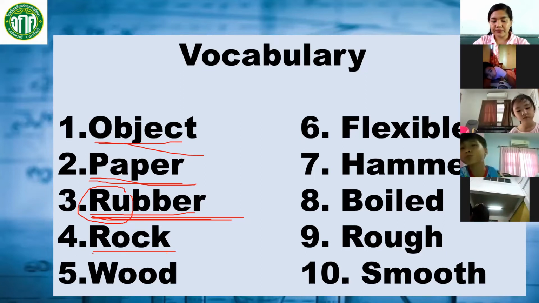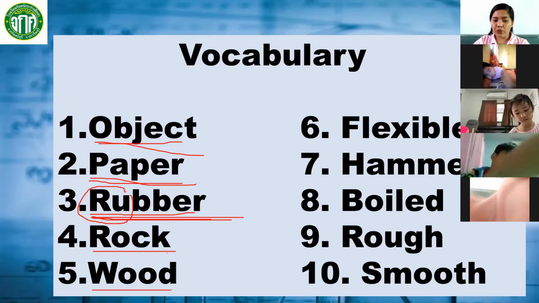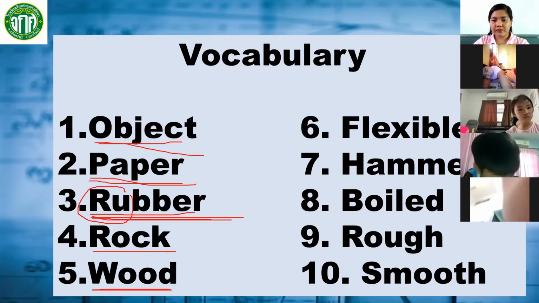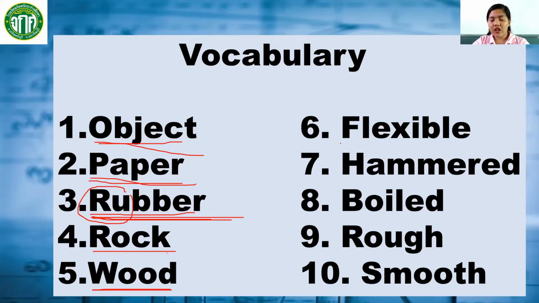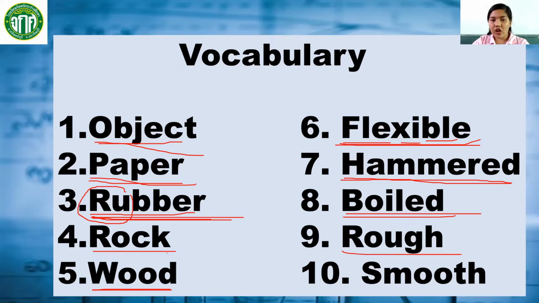Again, rock. Number 5, wood. Number 6, flexible. Number 7, hammered. Number 8, boiled. Number 9, rough. And number 10, smooth. Okay, again, let us read all together.